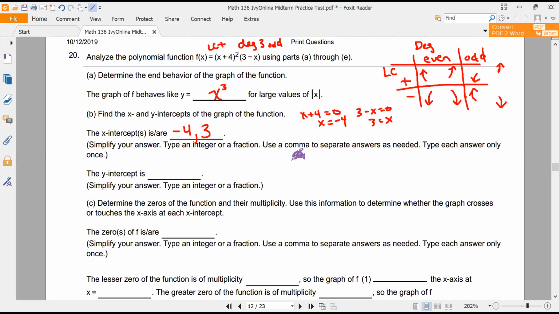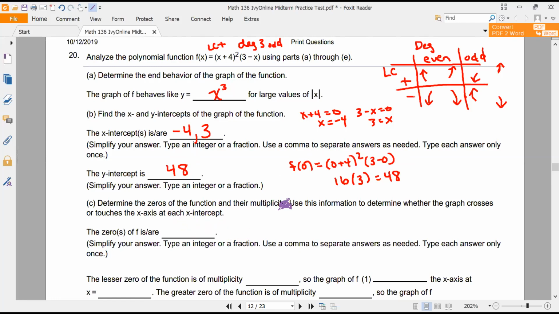The y-intercept is found by plugging in 0 to all the x's in your function. So f of 0 is 0 plus 4 squared, times 3 minus 0. This is 16 times 3, which is 48. So the y-intercept is positive 48.